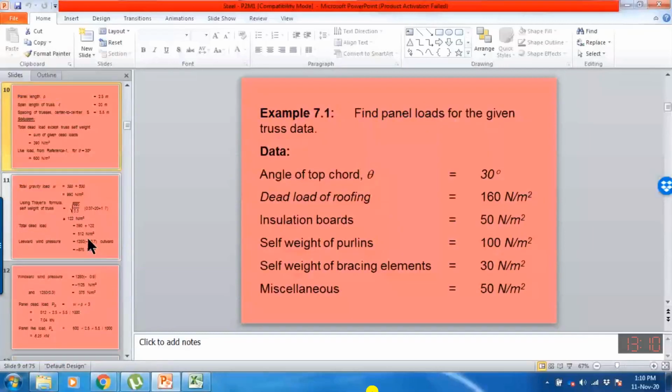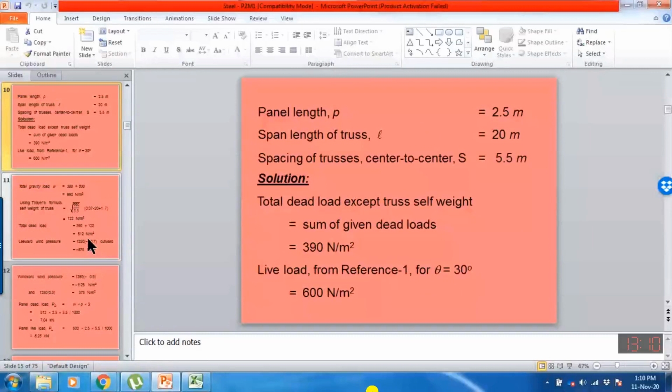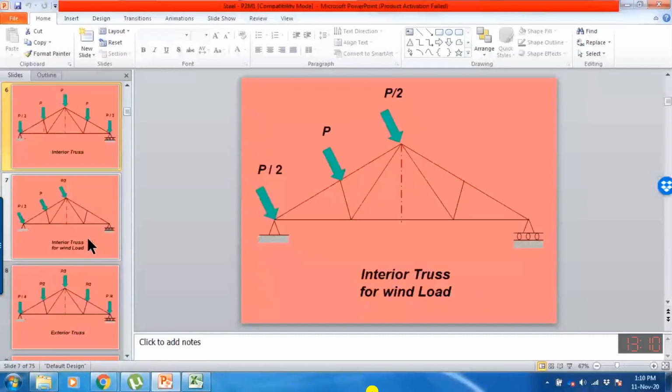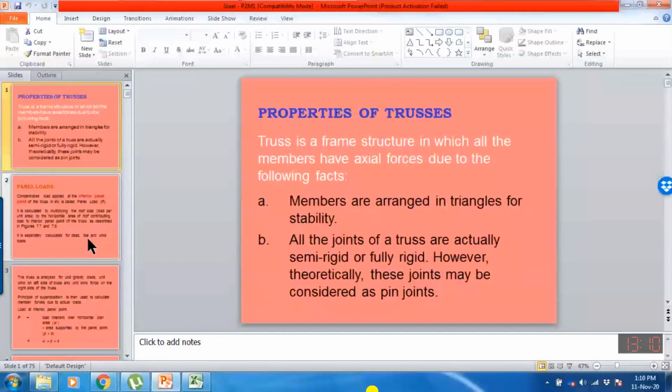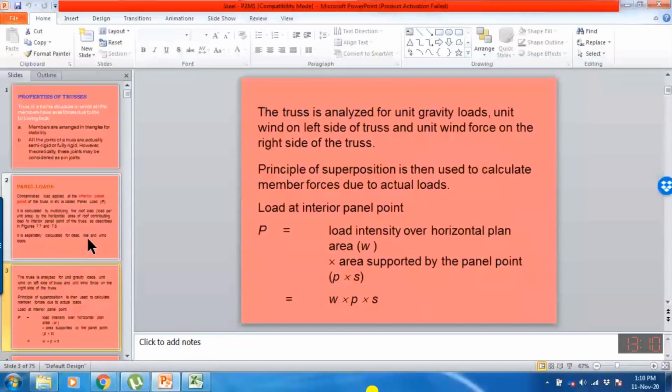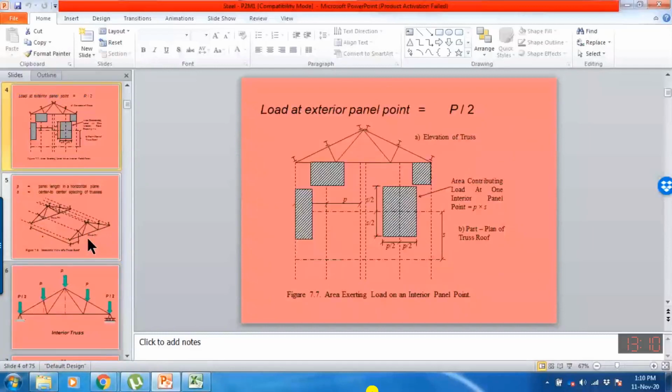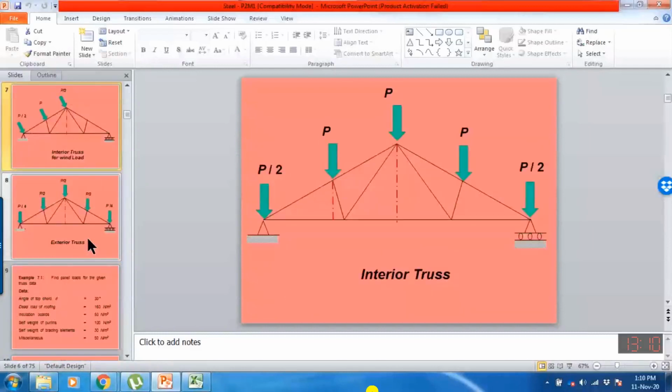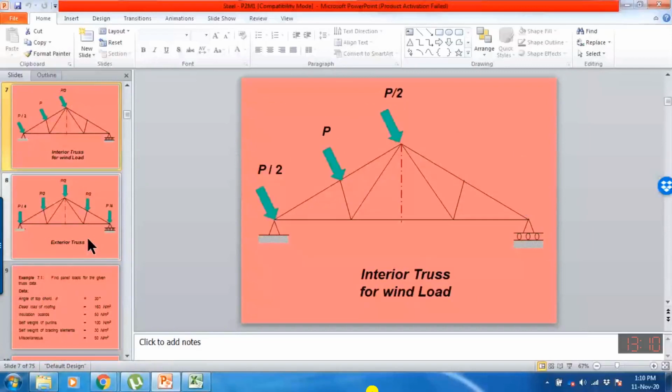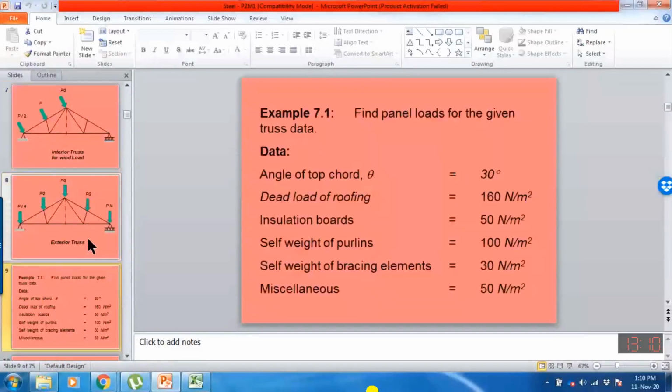So I will quickly give you the overview. For your assigned truss, first of all, you will compute the panel load by this example. You will perform unit load analysis for wind load and gravity load. Then I have already given you data for the live load and dead load, and this theta will depend upon the inclination of the truss that I have assigned to you.